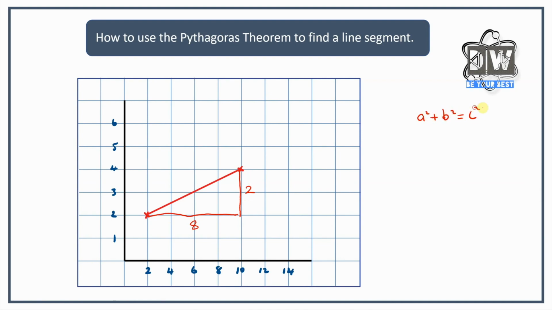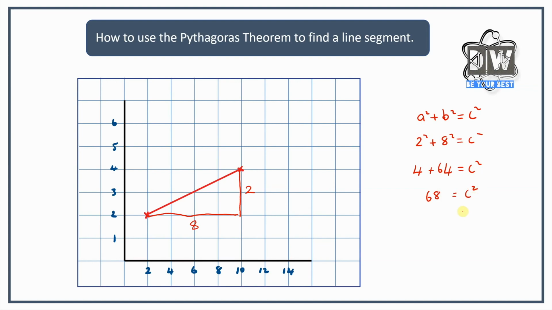So we copy out the equation. Now you'll notice that I always copy out the equation. There's a good reason for that, because the more you copy it out, the more you remember it. So a squared would be 2 squared. B squared would be 8 squared. And then we've got our c squared. We've got our 4 and 64. So then we've got 68.